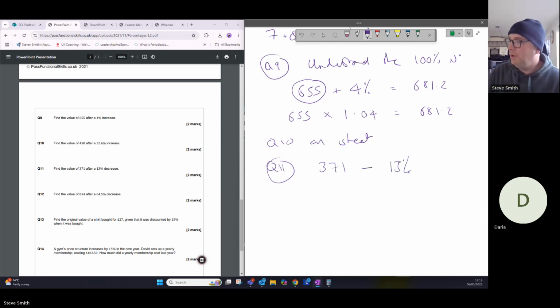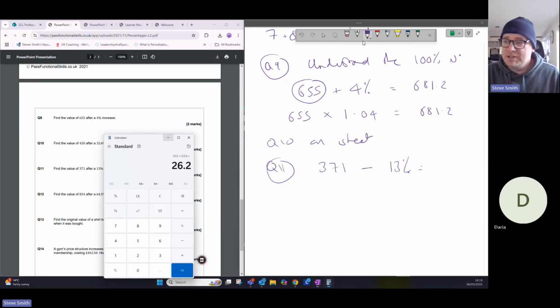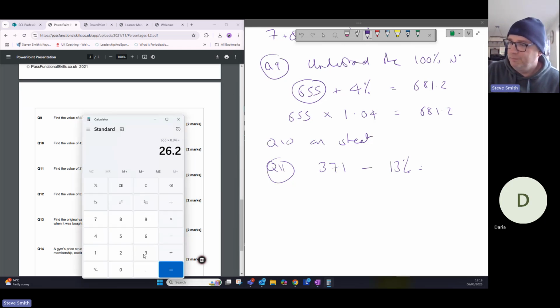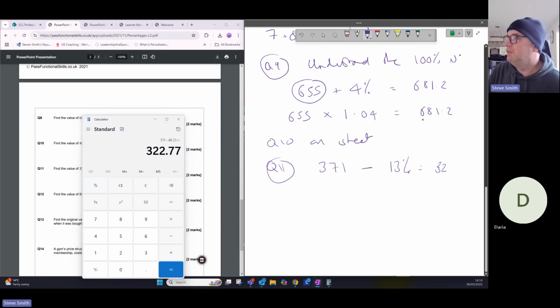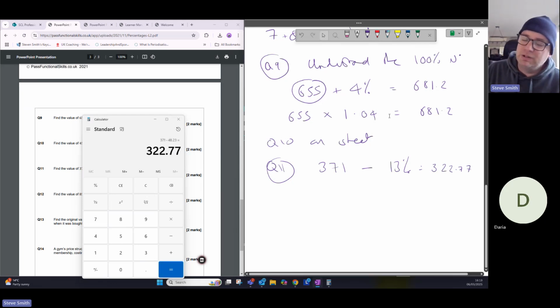And guess what? On the calculator, if we've got that percentage button, that's as easy as it gets. 371 minus 13% equals. That is all you would do if you have a calculator that has percentage. Oh my gosh, that was a bit of a spooky 3. 322.77.